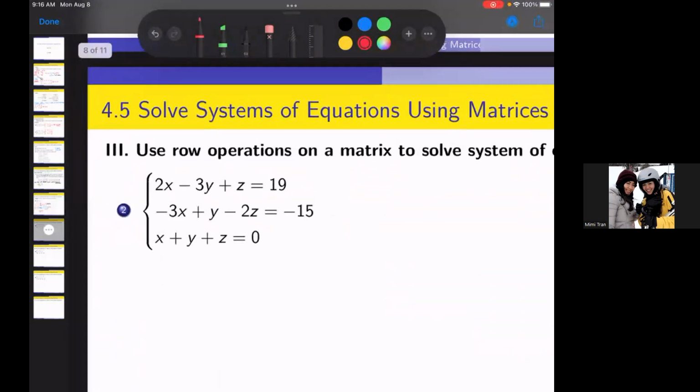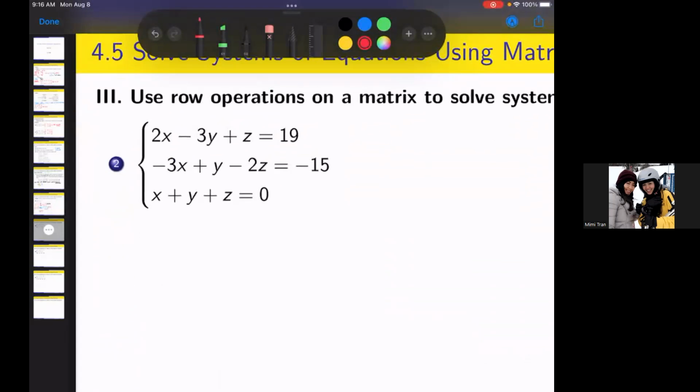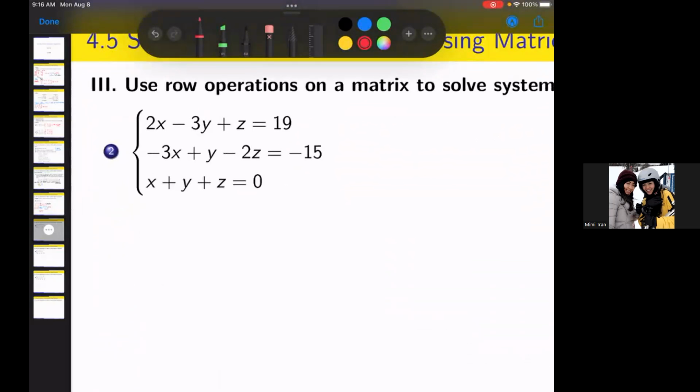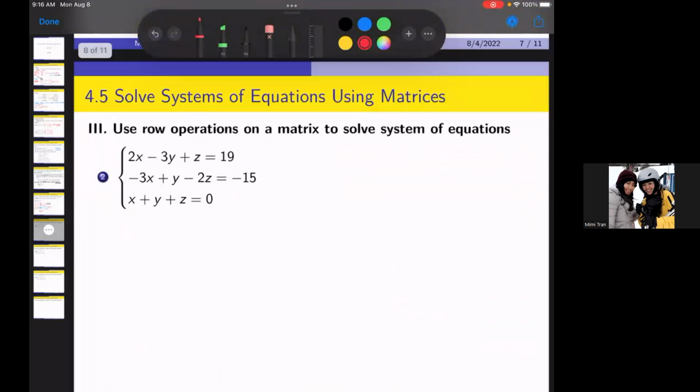Okay, let's try one more. I'll walk through this one with you as well. Again, let's write it as an augmented matrix. In a safe space, I'm going to write it right here. -2, -3, 1. And remind me to show you how to check your answer with the graphing calculator. -3, 1, -2, 1, 1, 1, 0.